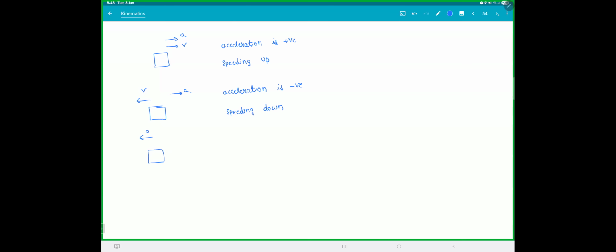Suppose your acceleration and velocity both are backward. Your acceleration is in the negative direction, minus x-axis. But since A and B are in the same direction, the speed increases in the negative direction, so speeding up. That is the idea there. If A and B are in the same direction, it is speeding up. If A and B are in the opposite direction, it is speeding down. So here acceleration is negative, but the particle is slowing down.